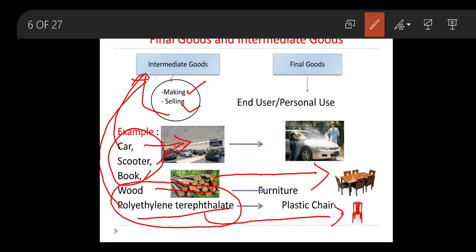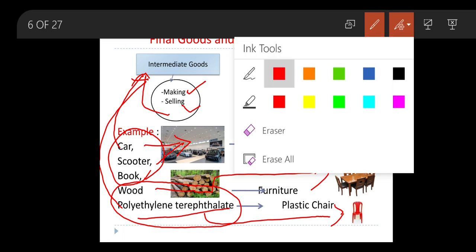So, intermediate goods can be defined as goods purchased by a firm for making final goods or for selling to earn profit, or intermediate goods are those goods which have not yet crossed the boundary line of production and are not ready for use by their final users. Okay, so such goods are your intermediate goods.